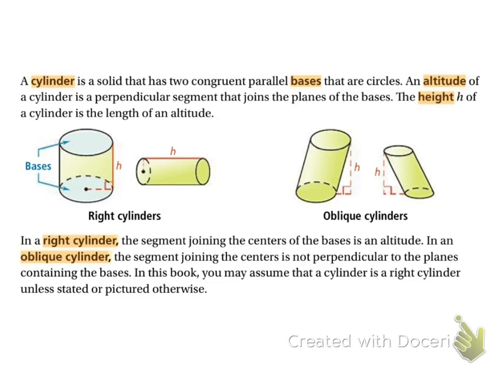This is 11.2b of geometry. So we're going to look at cylinders, which are really similar to prisms, except that they have circular bases. Okay, so they also have an altitude, they also have a height, similar to what we just talked about with prisms.